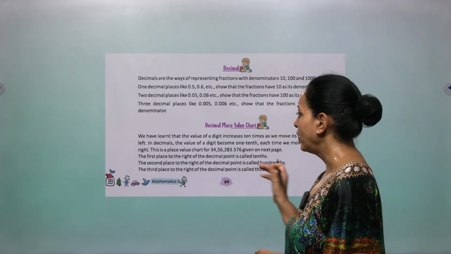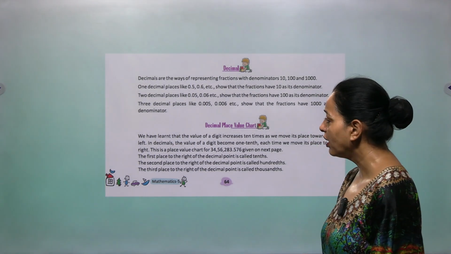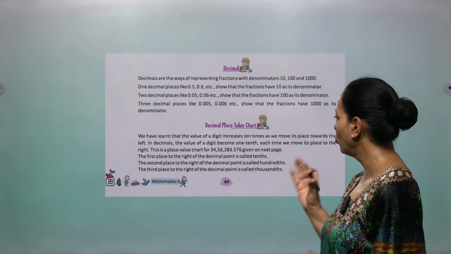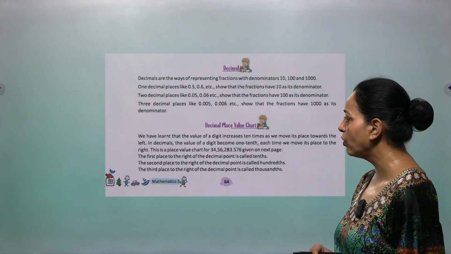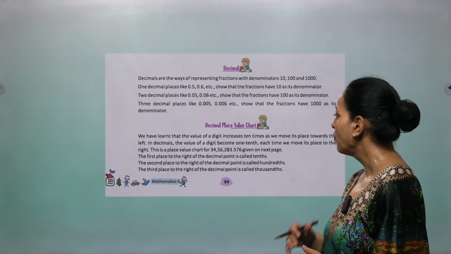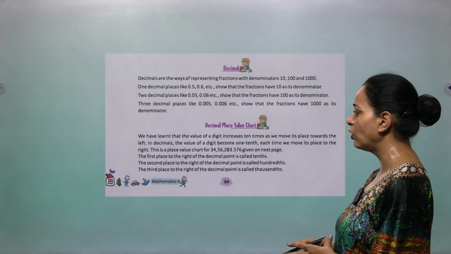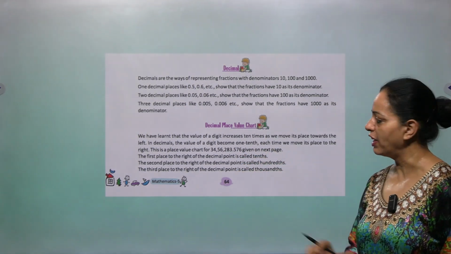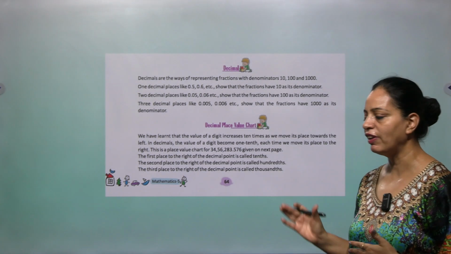So now let's see the decimal place value chart. We have learned that the value of a digit increases 10 times as we move its place towards the left. In decimals, the value of a digit becomes 1/10 each time we move its place to the right. So this is a place value chart for the number given on the next page. One number is given here, so we are seeing its place value chart.